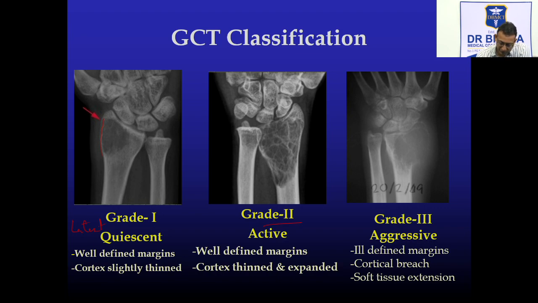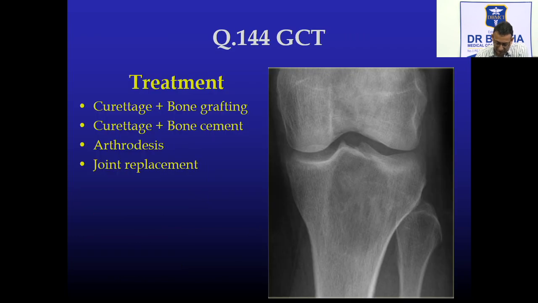Okay, in grade 2 where the lesion is active, we still have well defined margins, but the cortex has thinned out and at some places it has become expanded as well. That is stage 2. In stage 3, which is called the aggressive stage, okay, there is a cortical breach, the cortex is broken, okay, and the tumor has migrated to the soft tissue. Okay. So, now if we have a grade 1 and grade 2 tumor, usually we have different treatment options. If the tumor is grade 3, the treatment option is different.